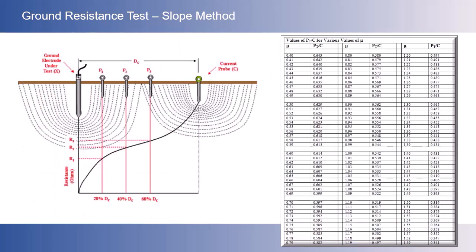A relationship can be derived between the slope coefficient, the distance to the current probe, d sub c, and the distance at which the potential probe would measure true Earth resistance, or P sub t. The table shown gives values of P sub t divided by c for various values of slope coefficient, or mu. From this, a simple equation yields the distance the potential probe should be placed using the known distance to the current reference probe.